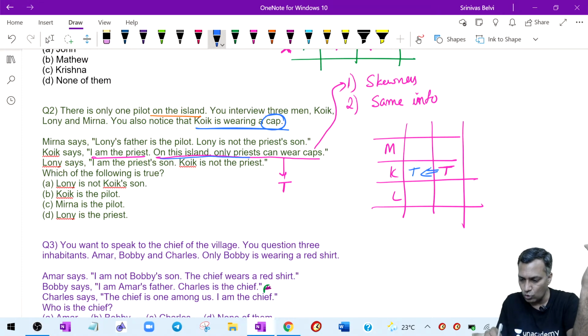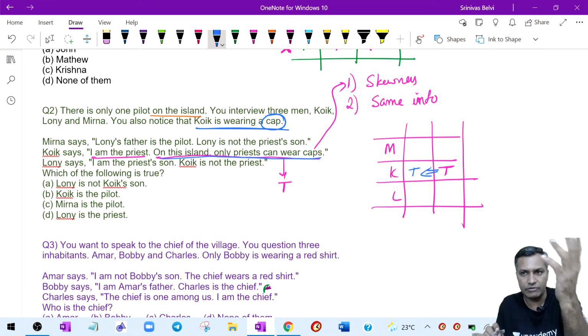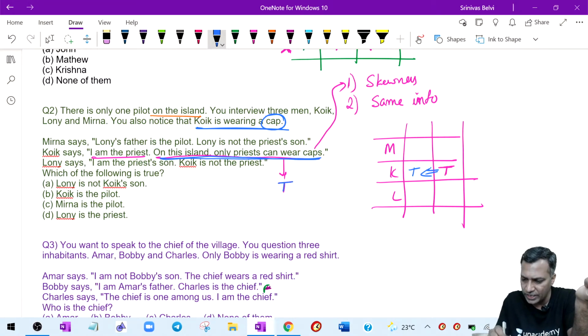Why? On this island, only priests can wear caps. If anybody else wears it, they will probably be sent to prison. That's the meaning here. If it is true, Coix is already wearing a cap. Go back to the statement here and connect. Coix is wearing a cap. Therefore, he is a priest.